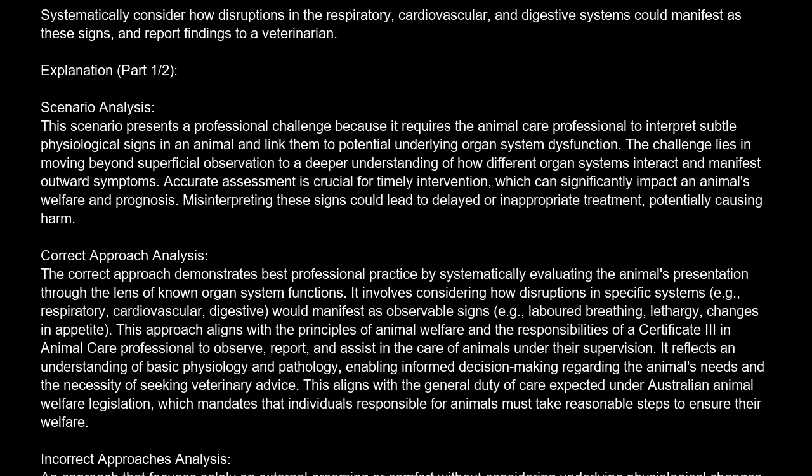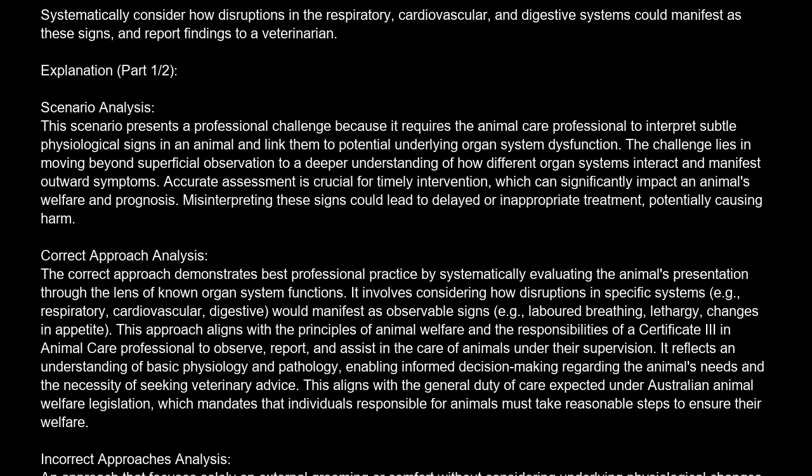Correct approach analysis. The correct approach demonstrates best professional practice by systematically evaluating the animal's presentation through the lens of known organ system functions. It involves considering how disruptions in specific systems, e.g., respiratory, cardiovascular, digestive, would manifest as observable signs, e.g., labored breathing, lethargy, changes in appetite. This approach aligns with the principles of animal welfare and the responsibilities of a Certificate III animal care professional to observe, report, and assist in the care of animals under their supervision.